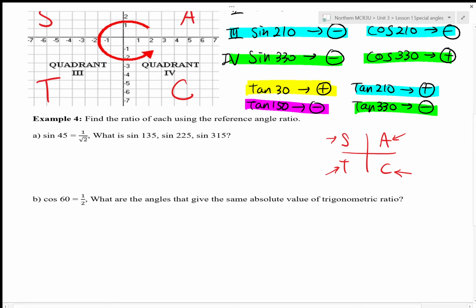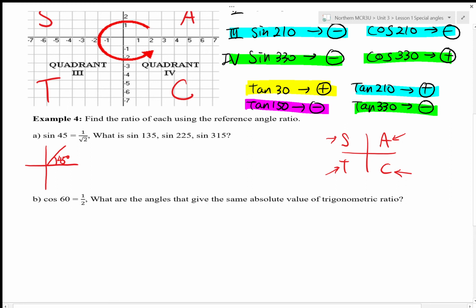Now example 4. So example 4, and then I'm going to make another part. I want you to take a break. I'll probably just keep going, but you can pause the video. Now find the ratio of each using the reference angle ratio. So here we know that sine 45 is 1 over square root of 2. When you're dealing with this type of question, just draw it first. So draw the Cartesian plane, approximate the 45 degrees. I don't want you to be 100% accurate in terms of the drawing. And we know that that's given to us.